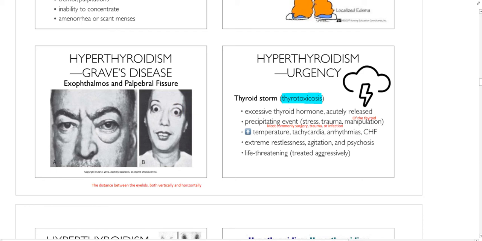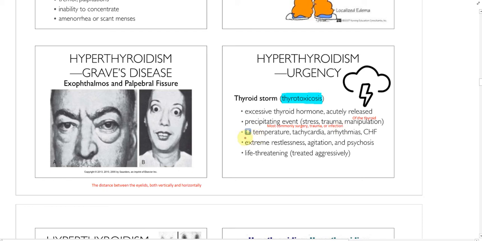So the emergent form of hyperthyroidism is going to be thyroid storm, or otherwise known as thyrotoxicosis. And this is going to be a massive acute release of excess thyroid hormone, and normally comes from some sort of a precipitating event, such as stress, trauma, or thyroid manipulation. I think the most common are surgery, trauma, and infection, leading to thyrotoxicosis.